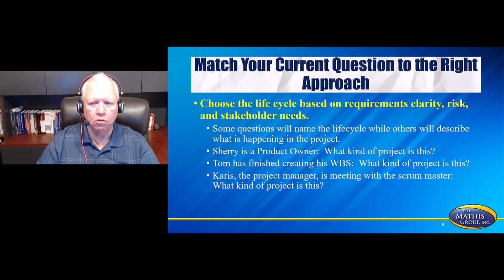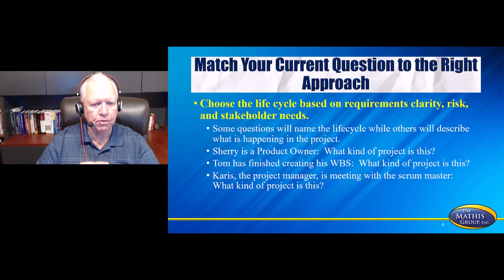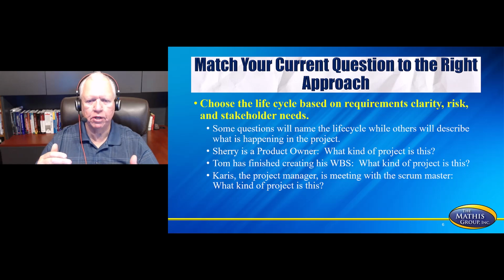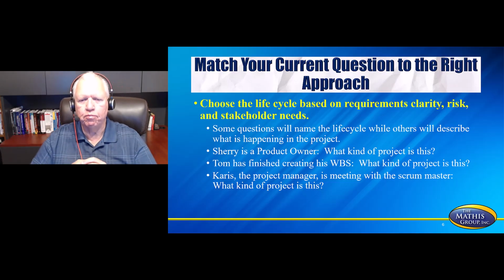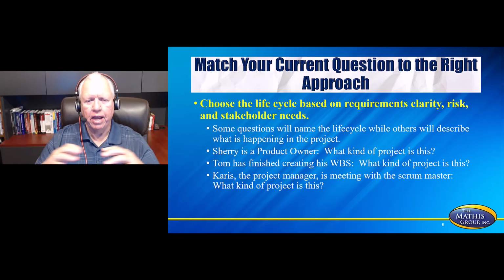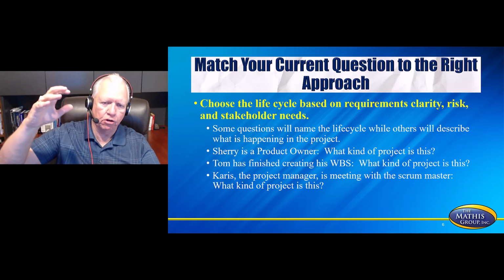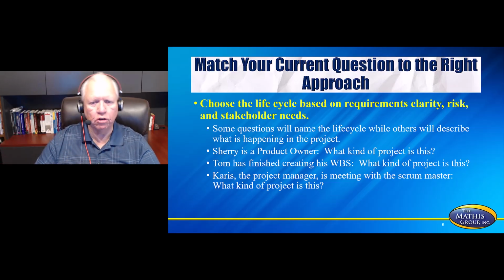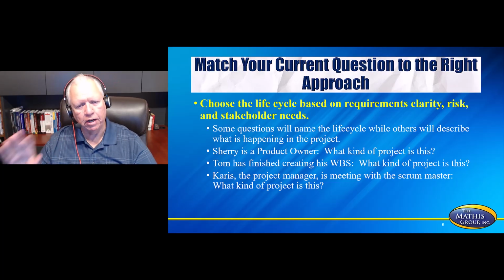So choose a life cycle based on requirements clarity, risk, and stakeholder need. Some questions will name the life cycle while others will not. They'll describe what's happening. They'll describe the roles and responsibilities, but you'll all of a sudden catch on to what's happening. So let me give you a couple of real simple sentences. Sherry is a product owner. What kind of project is this? That might be all you find out. A product owner is typically the one who's regrooming the backlog. So if you have a product owner, you're typically running at least agile or hybrid, but at least agile because you've got a product owner.